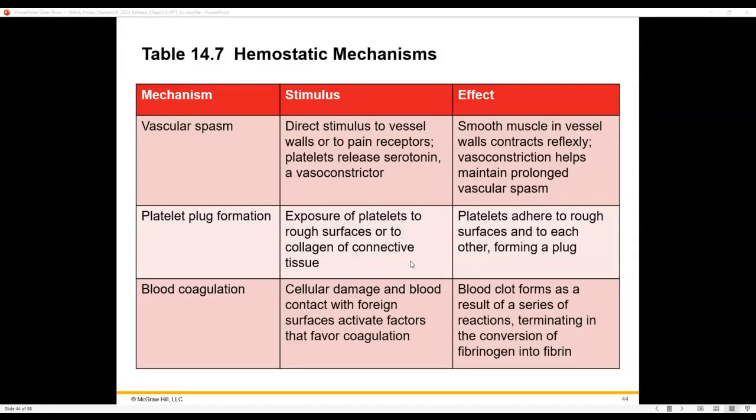In platelet plug formation, we have exposure of platelets to rough surfaces or to collagen of connective tissues. The platelets adhere to the rough surfaces and to each other, which forms a plug. And in blood coagulation, cellular damage and blood contact with foreign surfaces activates the factors that favor coagulation. Blood clots form as a result of a series of reactions, which terminates in the conversion of fibrinogen into fibrin.